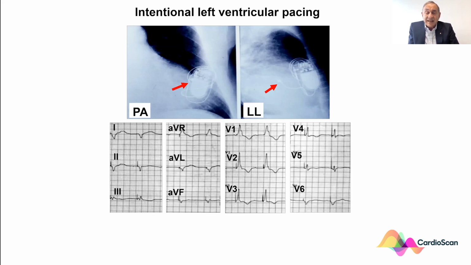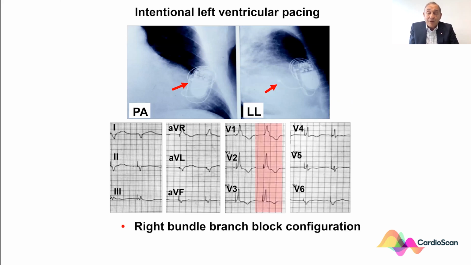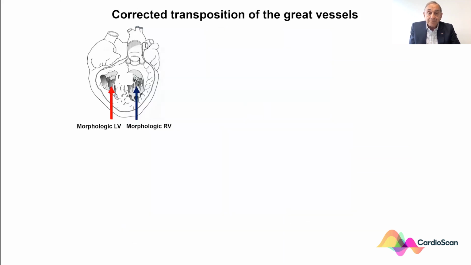For instance, in this case, epicardial leads in a congenital heart disease patient, and it's high on the left ventricle. So, of course, we're going to have a right bundle branch block configuration because it's left ventricle. And because it is high, the axis is going to be right. So we can tell very accurately where the surgeon has placed the lead on the heart.